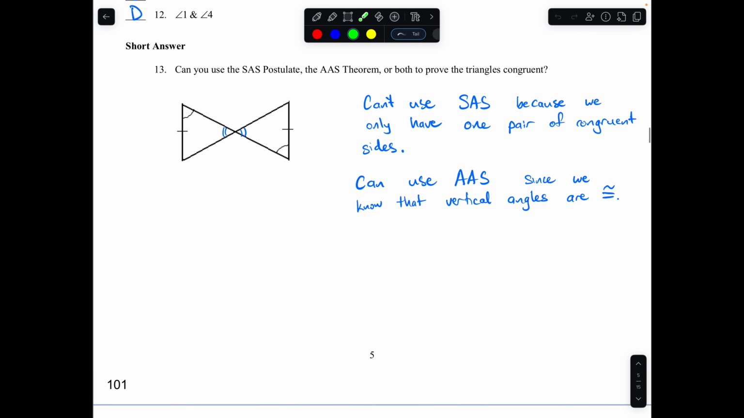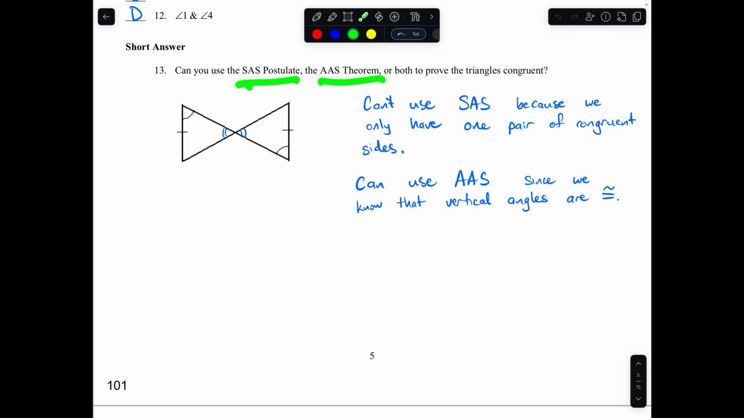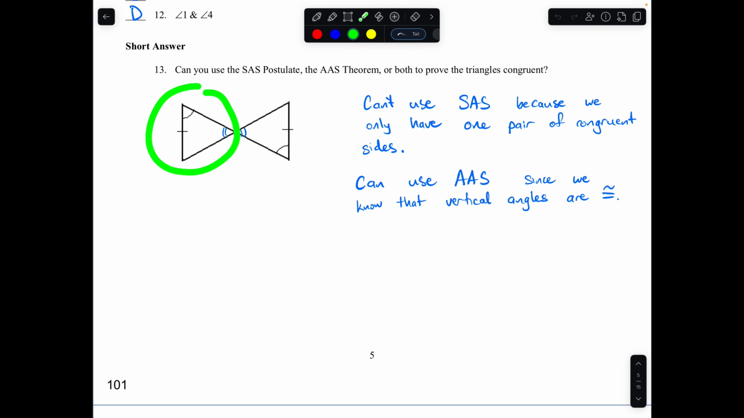Number 13. Can you use the side angle side postulate, the angle angle side theorem, or both? So, when you have a picture like this, you should notice we have 2 lines that are intersecting, so we have vertical angles that we can use. But even with that, we only know one side of the left triangle is congruent to one side of the right triangle. We definitely don't have 2 sides, so we can't use side angle side. However, as long as you remember your vertical angles, we do have angle angle side, so we can use angle angle side to prove that those 2 triangles are congruent.